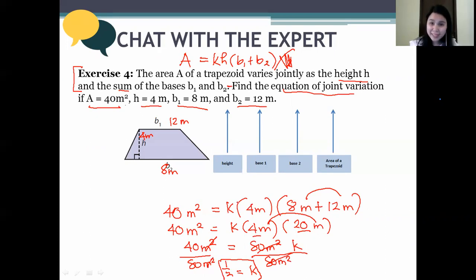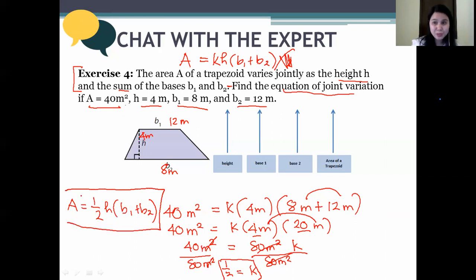Now, how do we write our equation of joint variation? We have A, what's our K? 1/2 H times B sub 1 plus B sub 2. If you notice, this is the formula for the area of a trapezoid. Now, any questions?